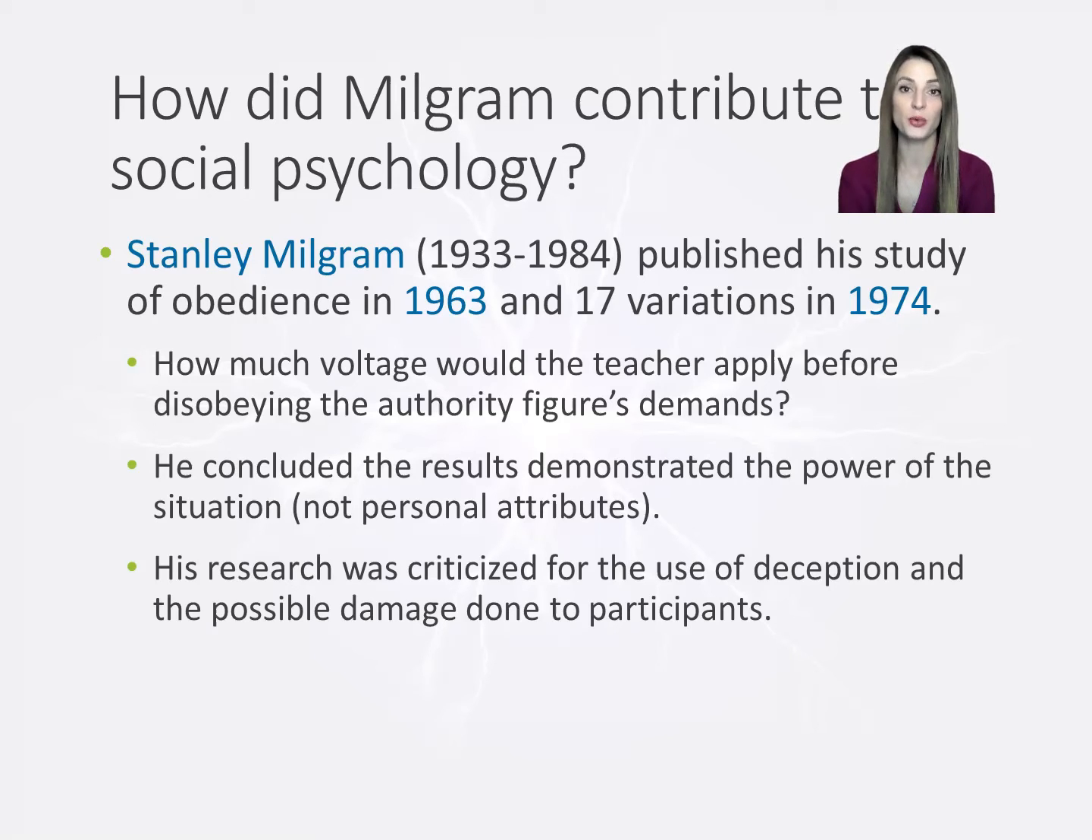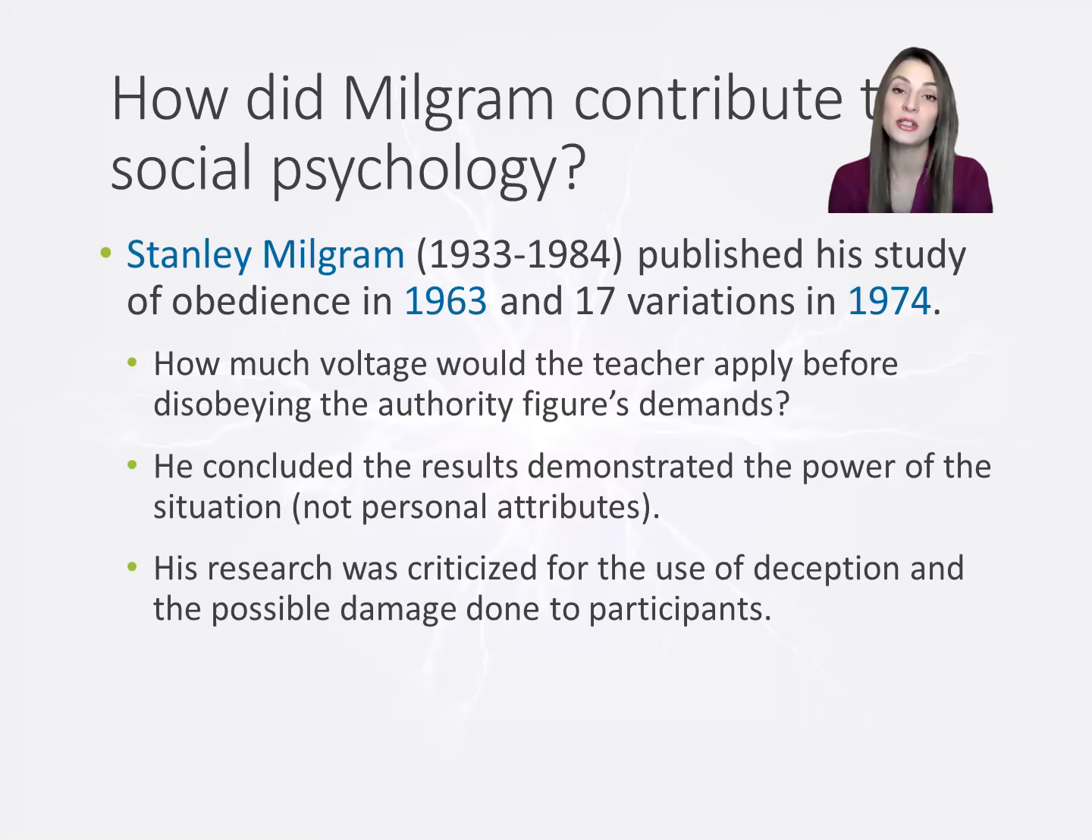He published the results of the initial study in 1963 and then conducted 17 more studies, which he published in a book in 1974. 18 studies in total. But the main question he was trying to answer with his first study was how much voltage the teacher would apply before disobeying the authority figure's orders. And I'll explain on the next slide how the experiment worked.